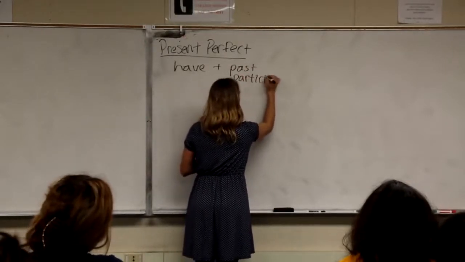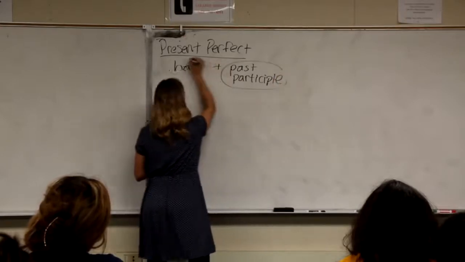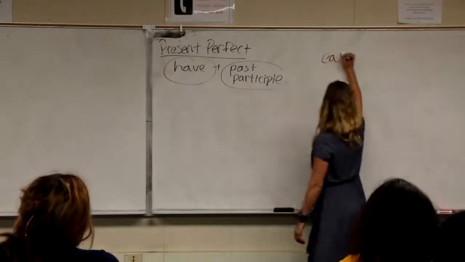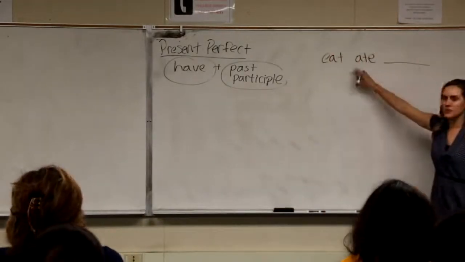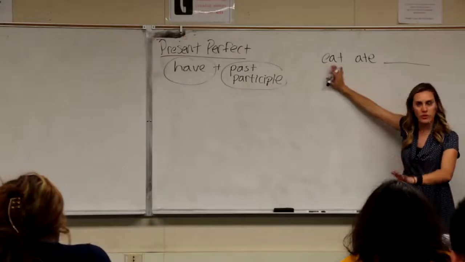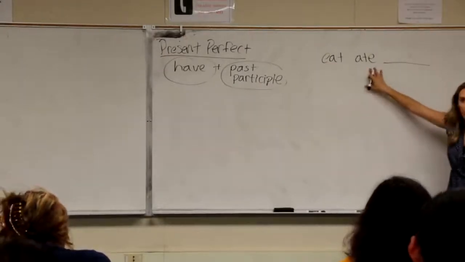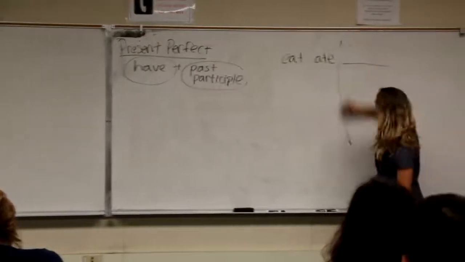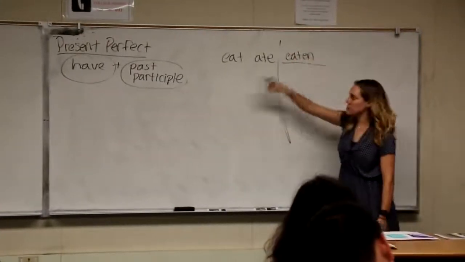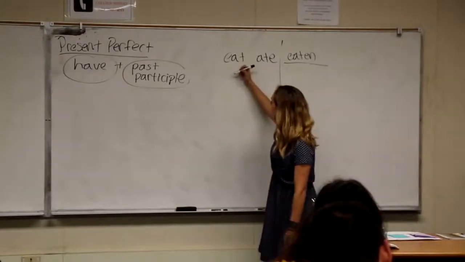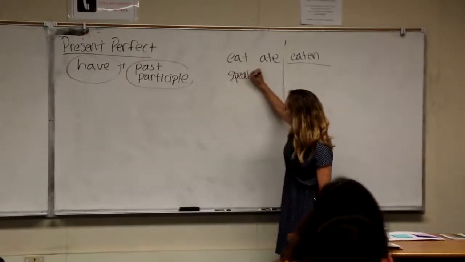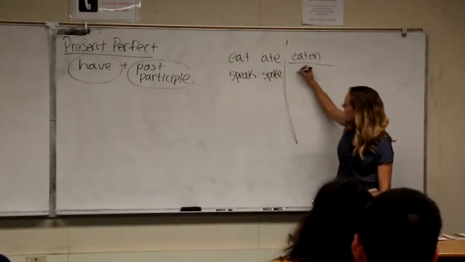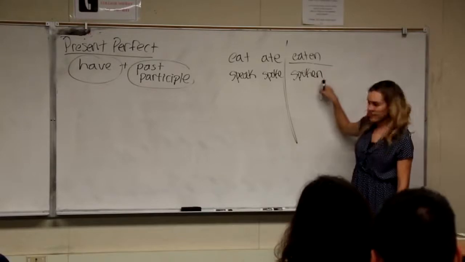Past participle. What is that? What is the past participle? The third form of the verb. Yeah, the third one, right? So we have the present, the base form, and this one's called the simple past. But the third one is called the past participle, right? Just like speak is the base form. What's the past participle? Spoken. Great. Okay.